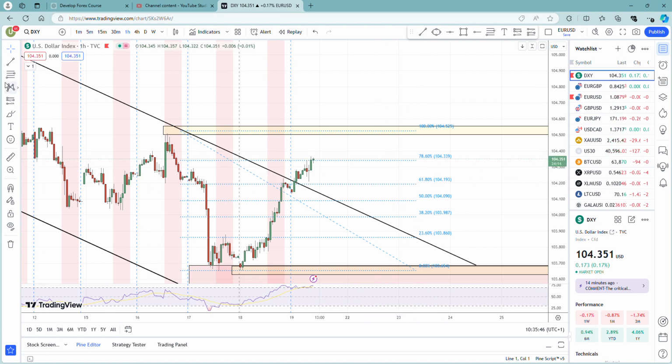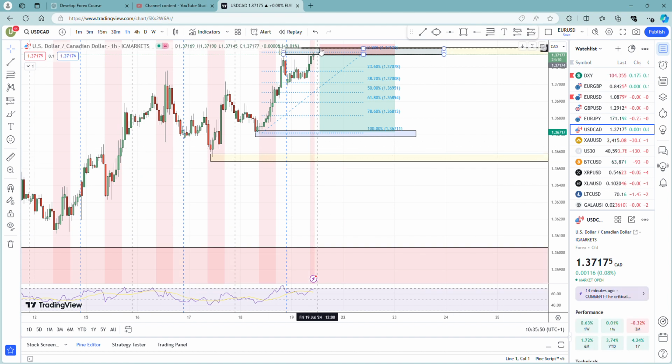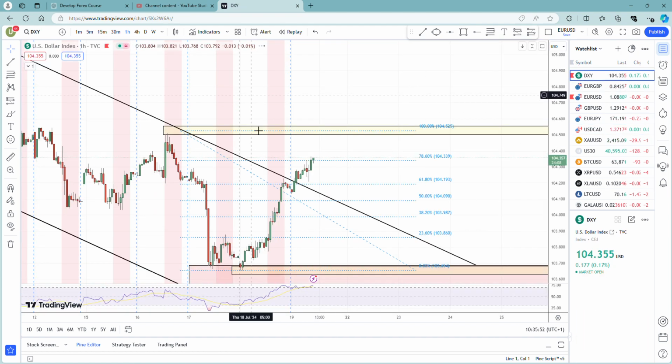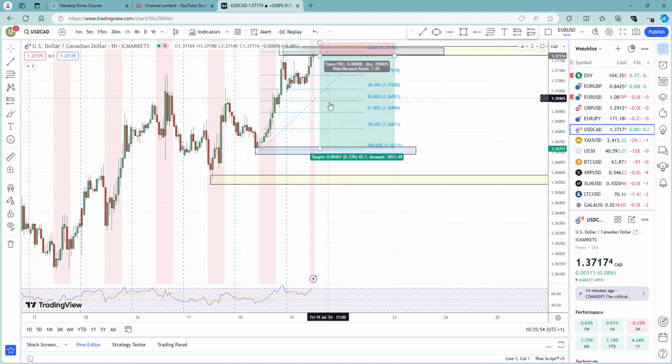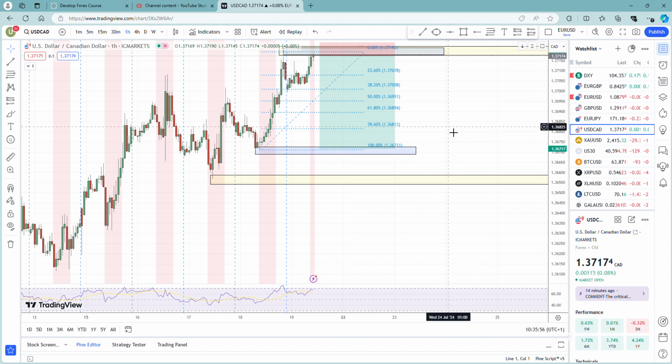USDCAD usually has a positively correlated price action to the DXY. So if DXY goes up, we can expect USDCAD to go up. If DXY reverses, USDCAD is looking to reverse. So we'll see how it plays out. But that's how I do my daily market analysis.